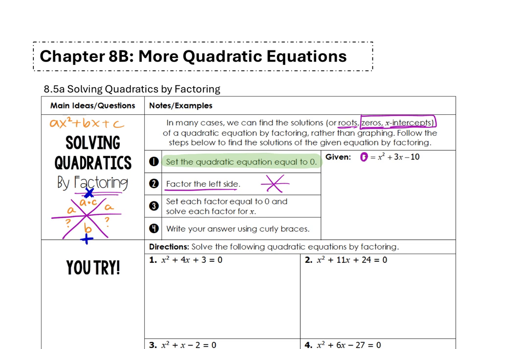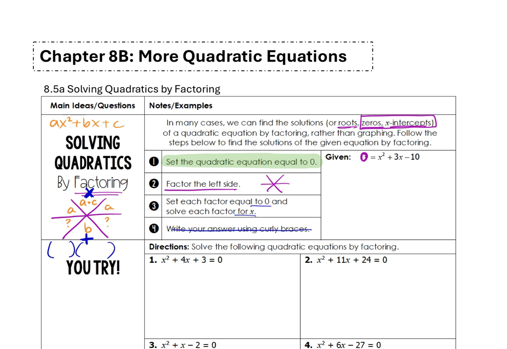Then it says set each factor equal to 0 and solve for x. Once you have factored it, remember when we factor it, it ends up being 2 sets of parentheses, okay? Then we're going to take both those sets of parentheses and set them equal to 0 and then solve them both, and then we'll be done with it. It says write your answer in curly braces. I don't make you do that. If you want to do that, you're welcome to. Don't write your answer in parentheses though, okay?